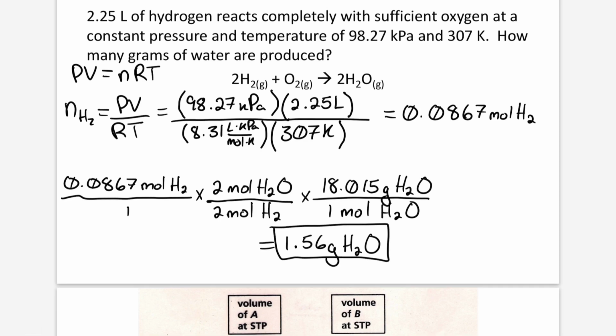And that's how we can combine the ideal gas law and stoichiometry to figure out stoichiometric relationships when a gas isn't at standard temperature and pressure.